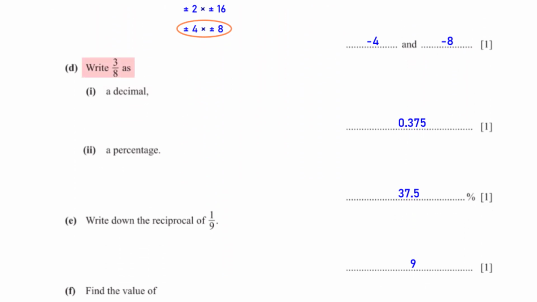Write 3/8 as a decimal. When we type 3/8 into the calculator, we get its decimal form to be 0.375. Write 3/8 as a percentage. To write 3/8 as a percentage, we multiply 3/8 by 100%. When we type 3/8 times 100 into the calculator, we get 37.5. Write down the reciprocal of 1/9. The reciprocal of 1/9 is 9/1, which is 9.